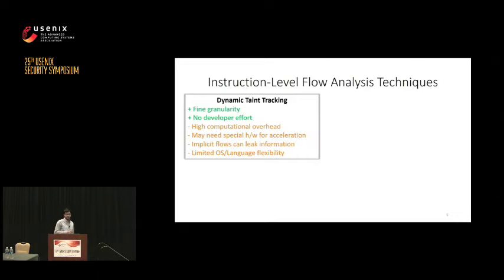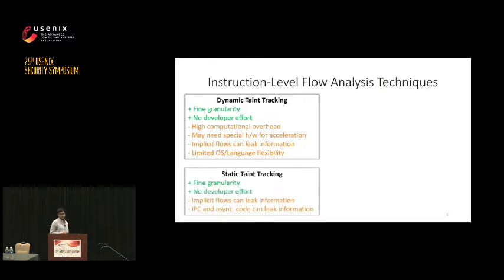We see dynamic taint tracking, which has the advantage of being fine-grained and not requiring developer effort. But they often have higher computational overhead. They may need special hardware for acceleration. And attackers could use implicit flows to leak information. Often some techniques leverage specific language or operating system structures to provide the security guarantees. The second type is static taint tracking techniques that alleviate some of the computational overheads of the dynamic techniques. And these are also fine-grained, do not require any developer effort. However, implicit flows, IPC and asynchronous code can lead to leakages.